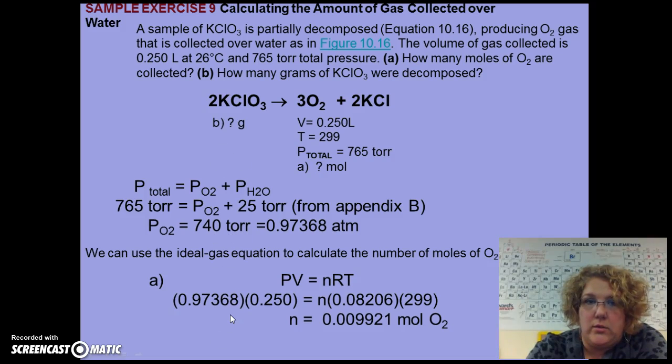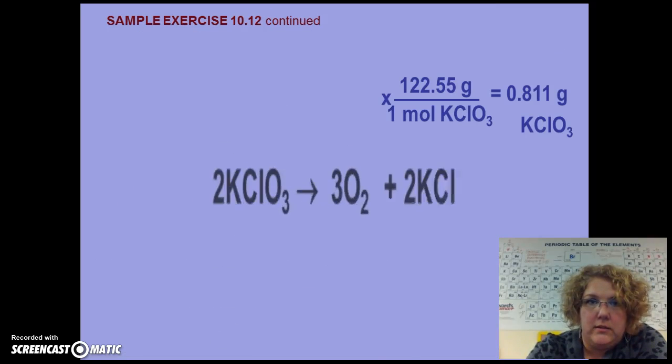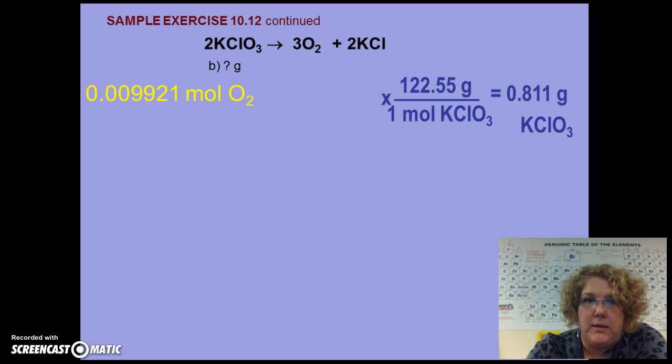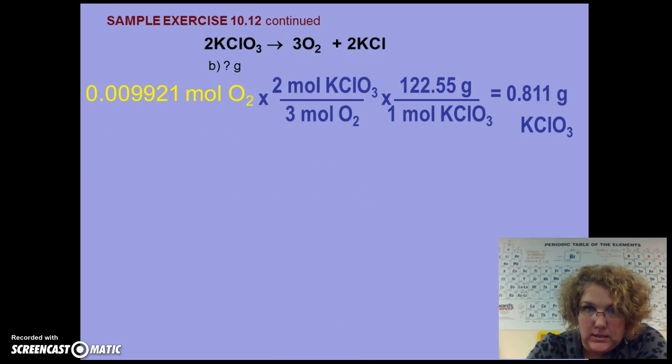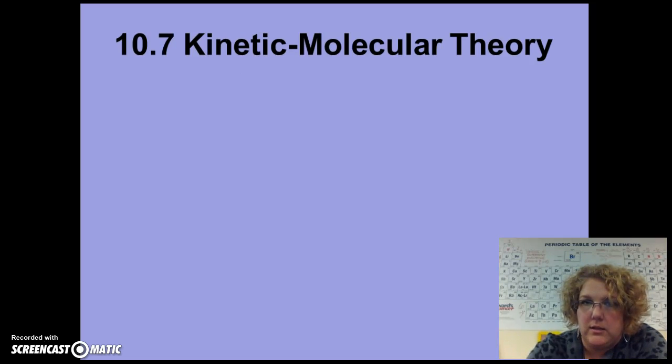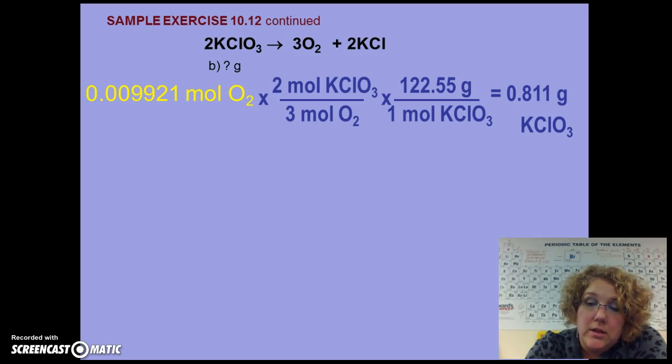All right, so now for part B, I have to take my moles of oxygen and stoich it to moles of potassium chlorate. There's a 3:2 ratio, and then convert it to grams of KClO3. So that was it for collection over water. It's basically just an extension of partial pressure problems.